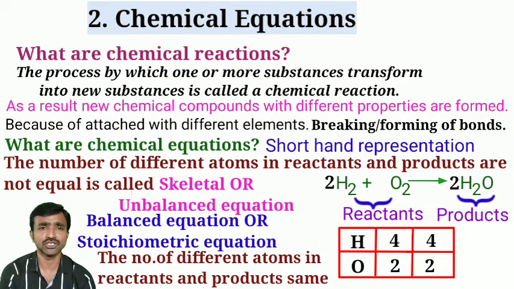So you may have understood clearly what a chemical reaction is, what a chemical equation is, and the types of equations, like the skeletal equation and the stoichiometric equation. Let us discuss this clearly in the next class.